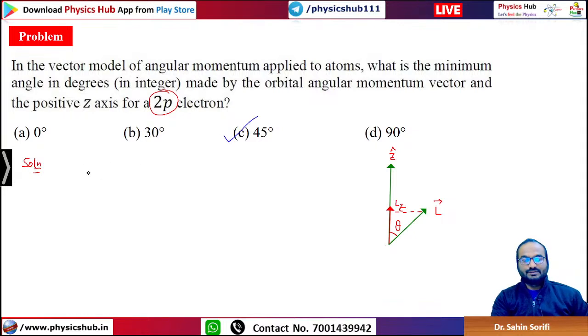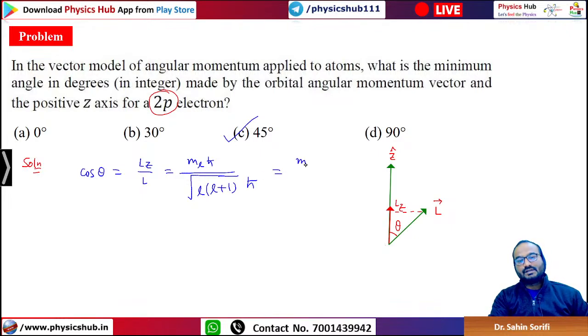Cos theta is equals to Lz by L. Option C, very good. Cos theta is equals to Lz by L. Lz means ml h cut. This is root over L into L plus 1 h cut. So this is ml by root over L into L plus 1.